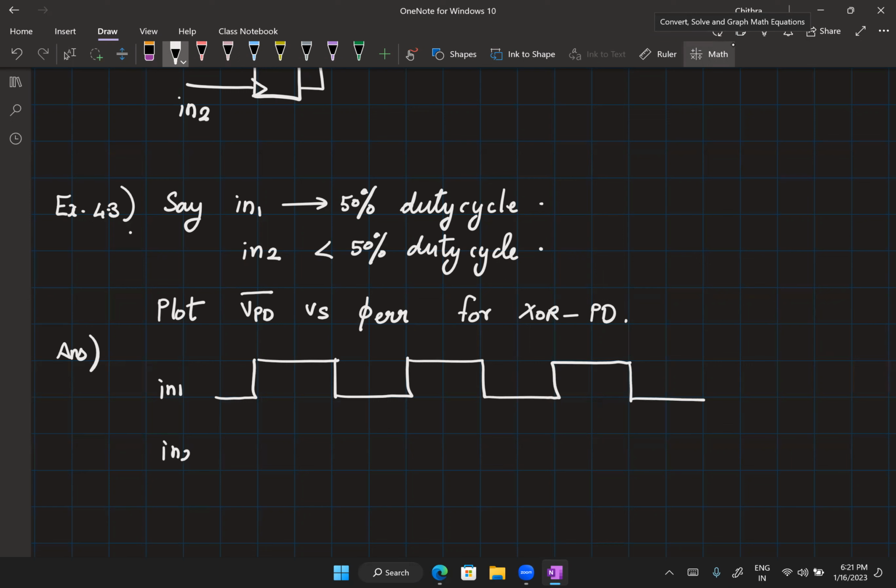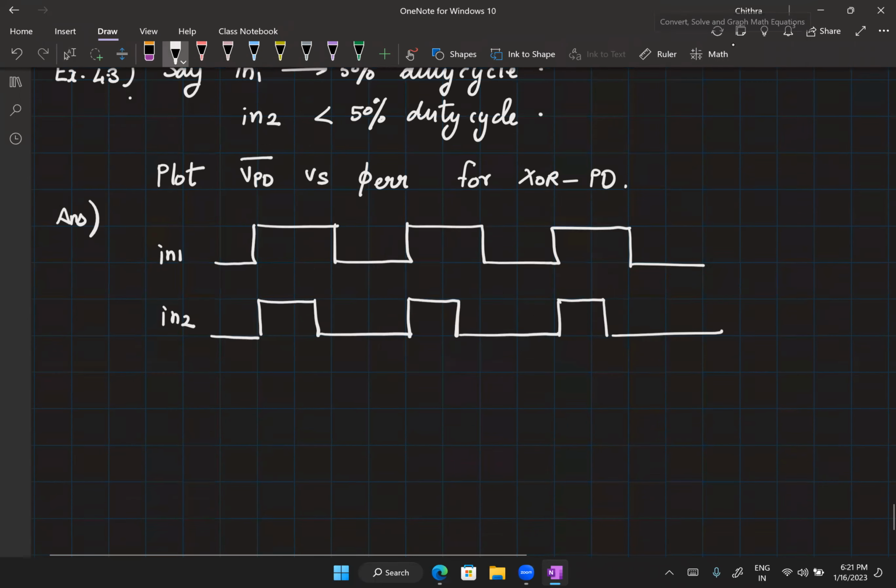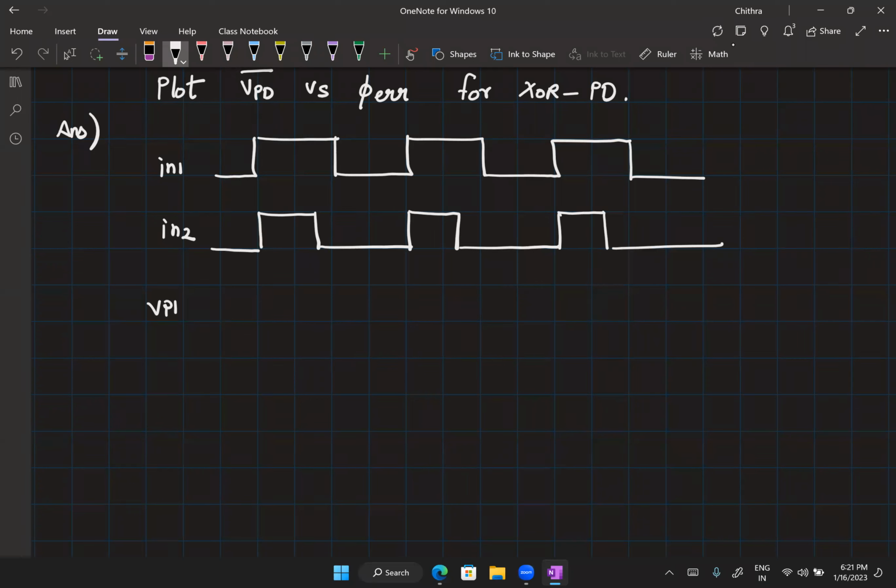And let's say I have an N2. So I'm going to start with both of them having the same phase, with N2 having a smaller duty cycle. So the VPD is going to look like this. I started with the same phase error, so it is zero phase error.